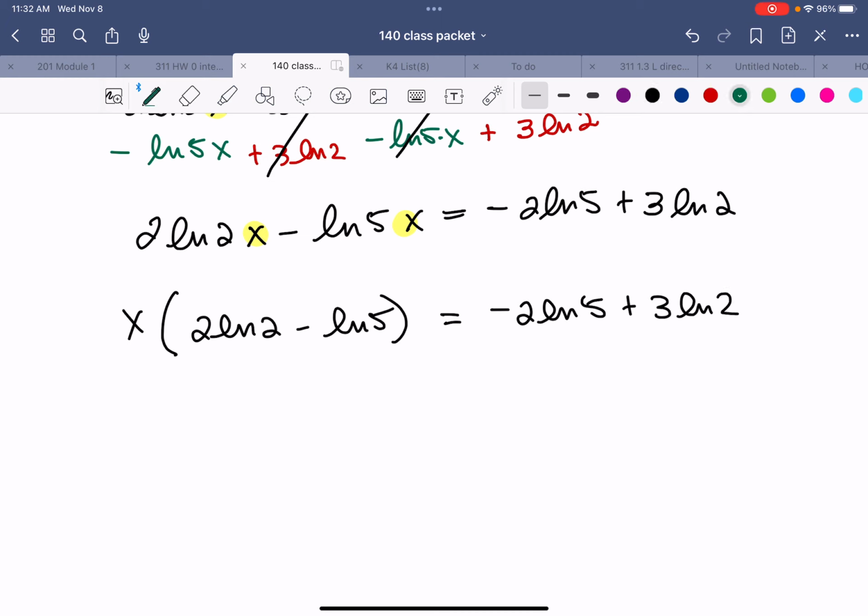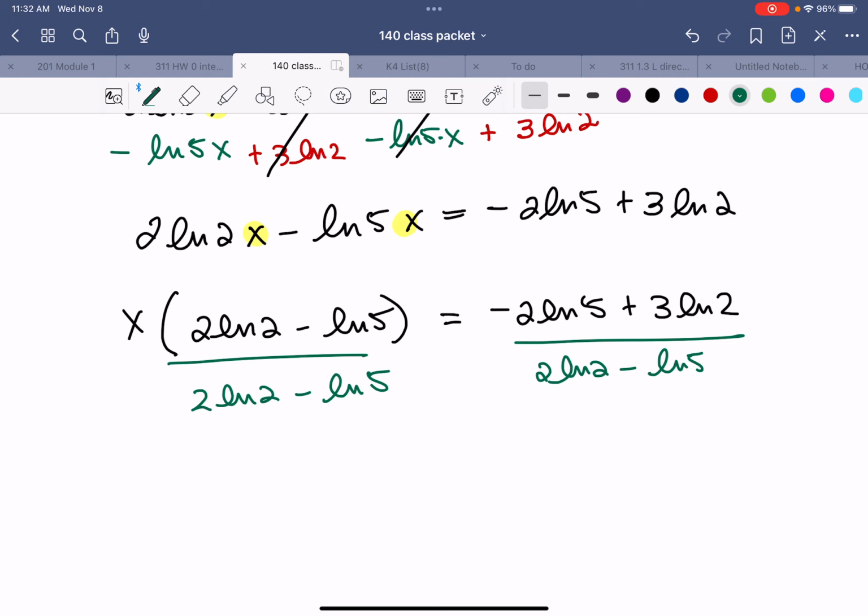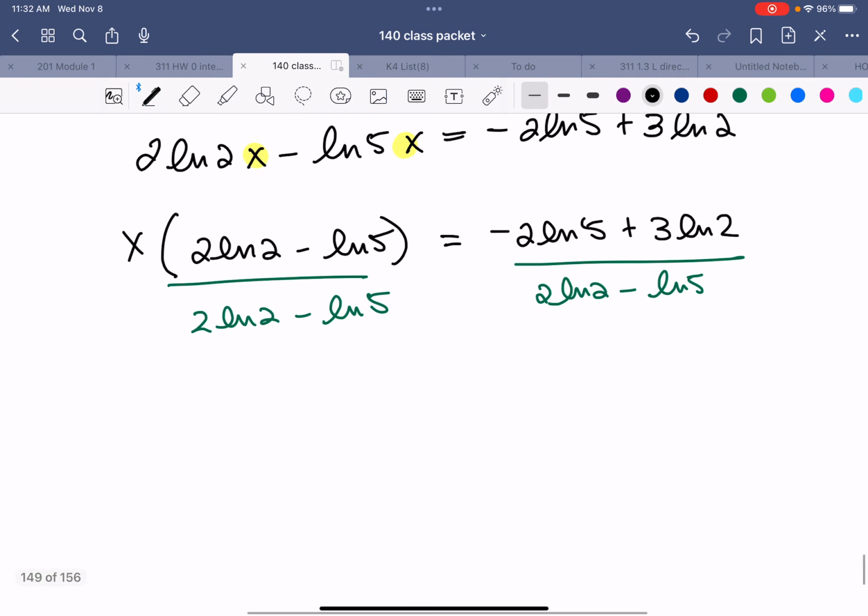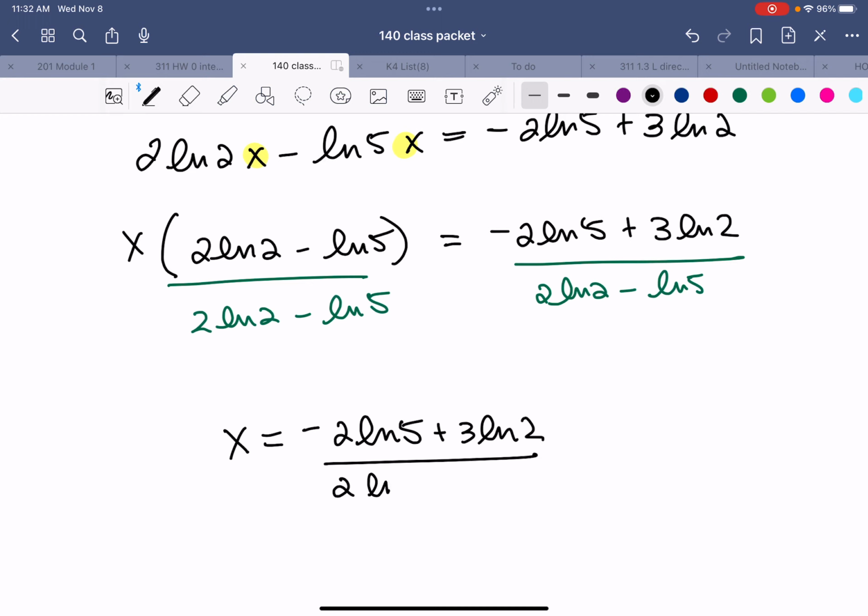And then my last step is to go ahead and divide by everything in the parentheses. So I'm dividing by 2 ln 2 minus the natural log of 5. And that's going to give me x equals negative 2 natural log of 5 plus 3 natural log of 2 all over 2 natural log of 2 minus the natural log of 5.